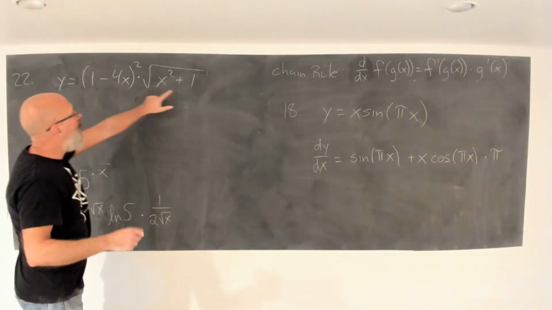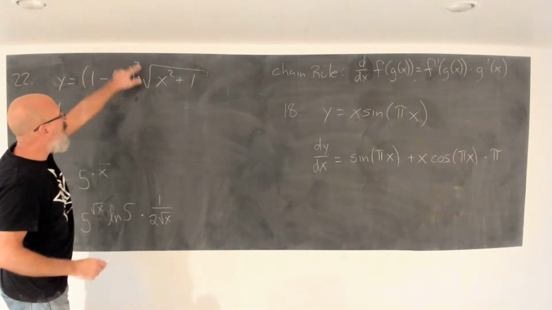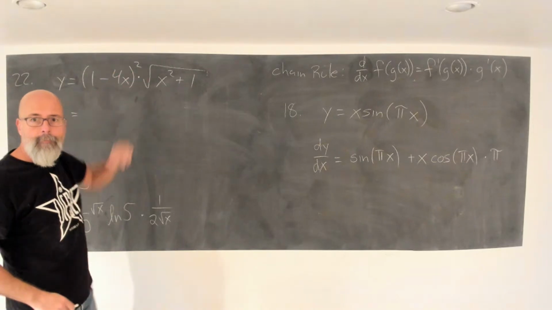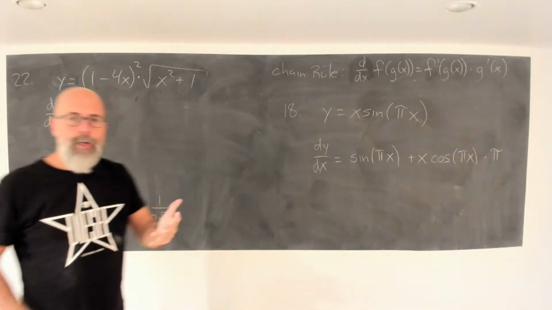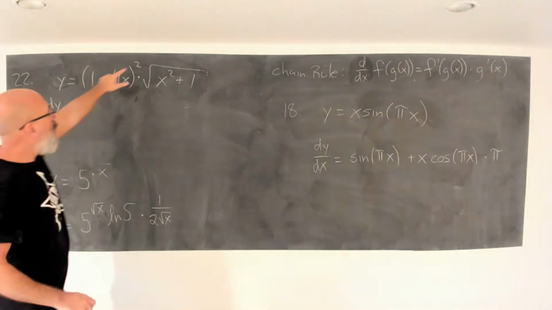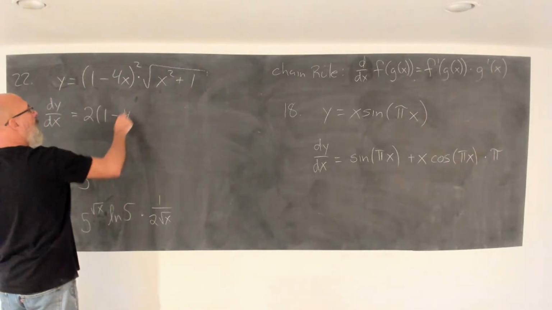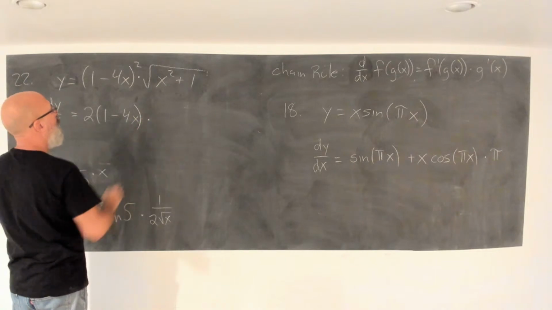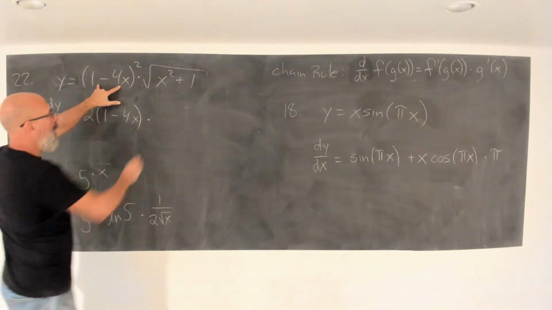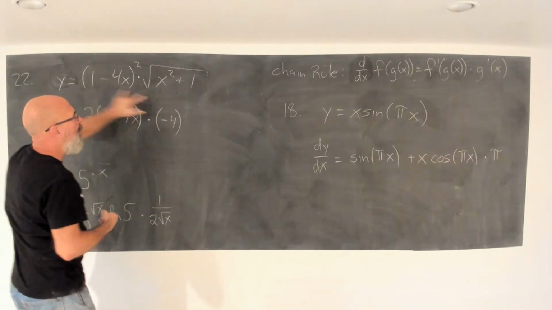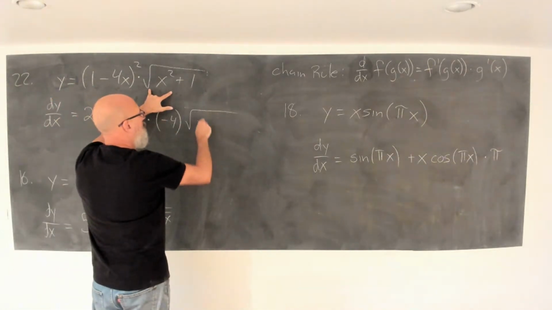Differentiate the first one, leaving the second one fixed. But what is the first one? The first one is something squared. So to differentiate the first part, chain rule kicks in. You differentiate the square times the derivative of the inside. Derivative of the inside is easily seen to be -4, leaving the second one fixed.